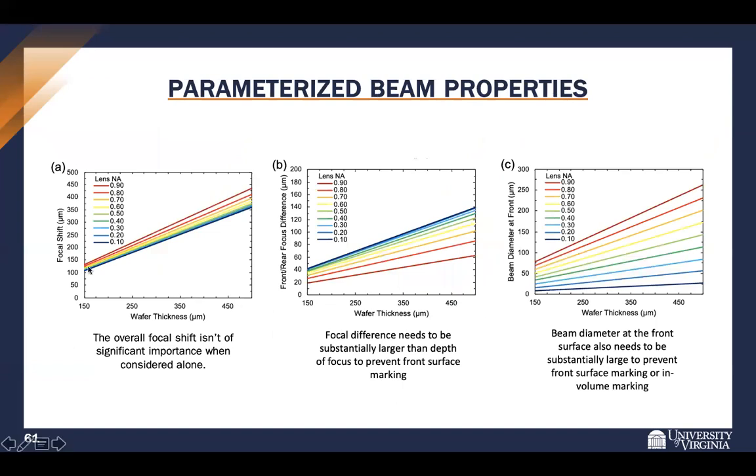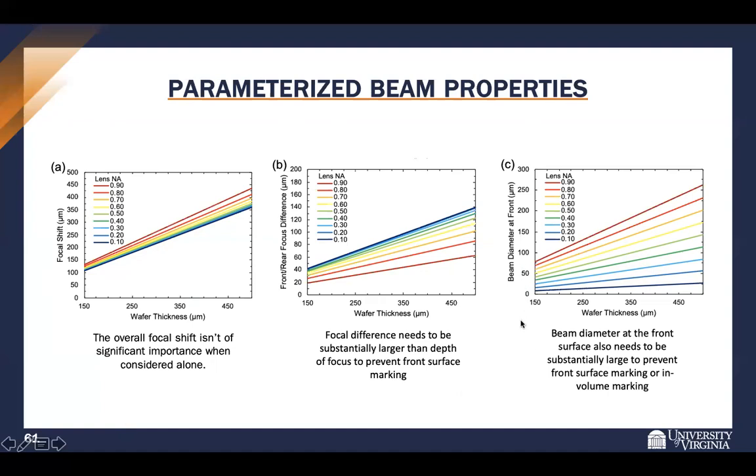in terms of a few different things. One is the focal shift. This number isn't important really overall. It's not really helpful when considered alone, but it's helpful to know where to move your Z stage. And I did this for a variety of different wafer thicknesses and lens numerical apertures. What's more important is the difference between the focal height at the front surface and the rear surface of the wafer. If this number is too small and your depth of focus is not large enough, you may end up just marking the front surface without marking the rear surface at all. So you want a large difference here to prevent front surface marking.